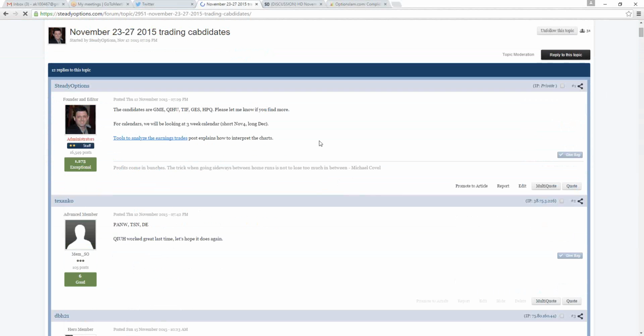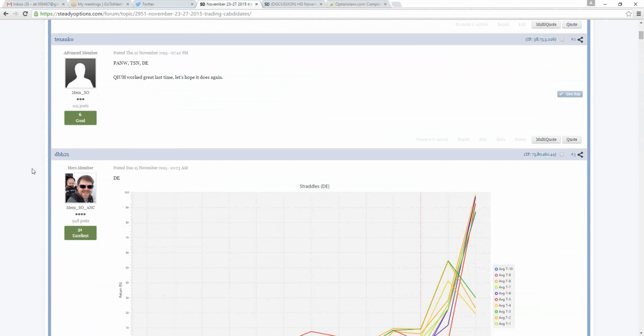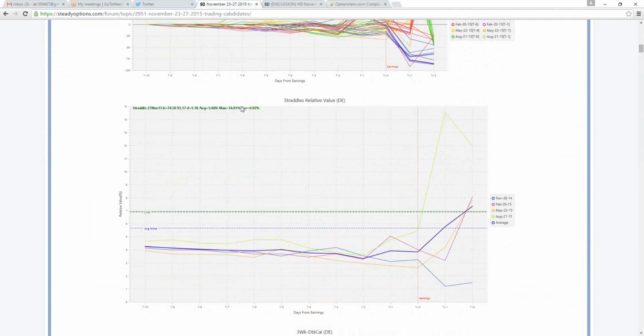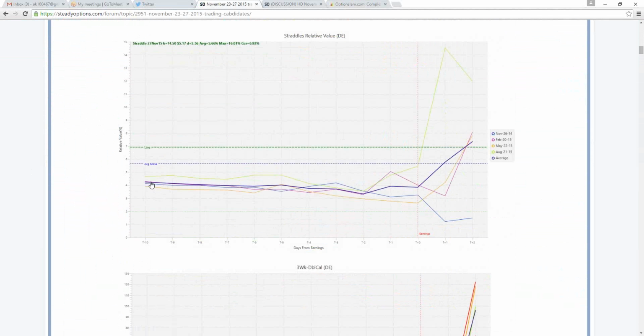So this is basically how it works, for those who are not members. I post a list of candidates every week, and we're doing some charts. These are the charts that I mentioned. For example, for a stock like DE, we can see relative value. You can see both lines represent values in the previous cycles, and this is the live price.